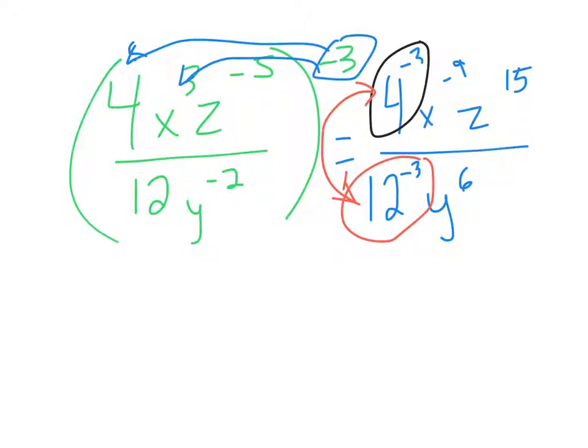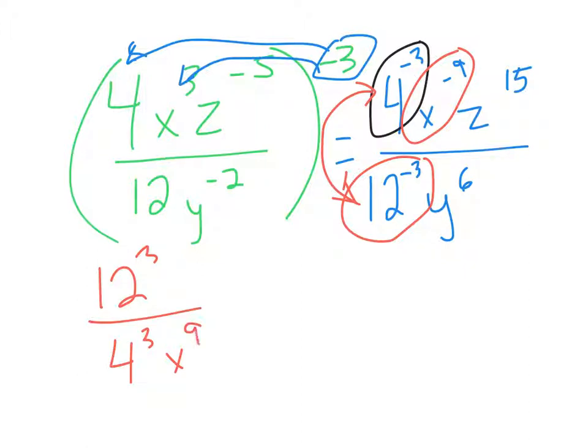So our 12 to the negative third is going to become 12 to the third and go up to the top. And our 4 to the negative third will go down to the bottom. So again, we've switched that simply because their exponents are negative. The same thing is going to happen here with our x to the negative 9. It is also going to go down to the bottom as a positive exponent because it's negative. Now the other two, this z to the 15 and y to the 6th, since they're already positive, they're going to stay exactly where they are.